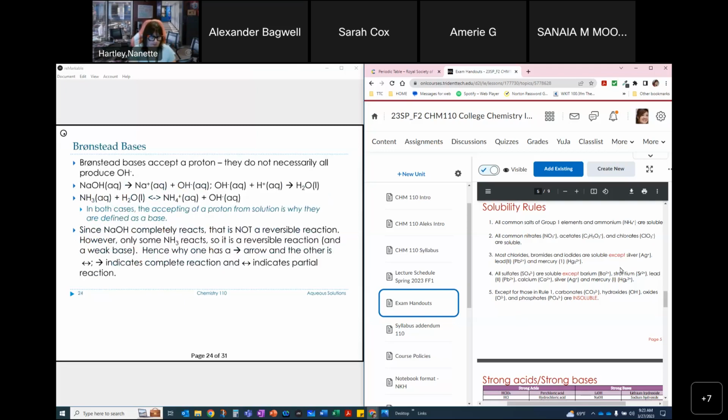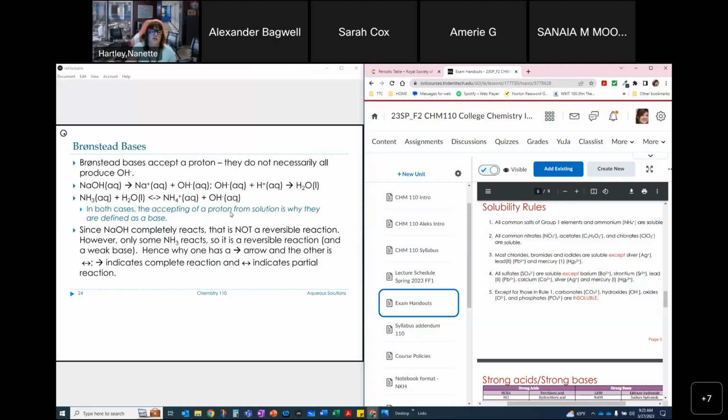Now, the Bronsted bases accept a proton. They do not necessarily produce OH directly. Okay, so NaOH produces that OH minus, and of course, that OH minus plus H2O can make an H2O. The NH3 takes a proton from water to become NH4 plus OH minus. So the accepting of the proton from solution is why they are defined as a base. It's because of that ability for that OH minus to pick up a proton here. And here is the ability of the NH3 to take the proton to generate the OH minus.